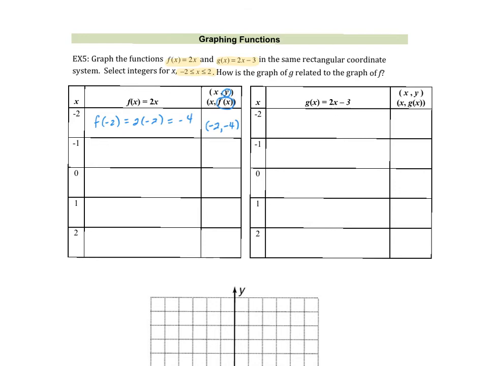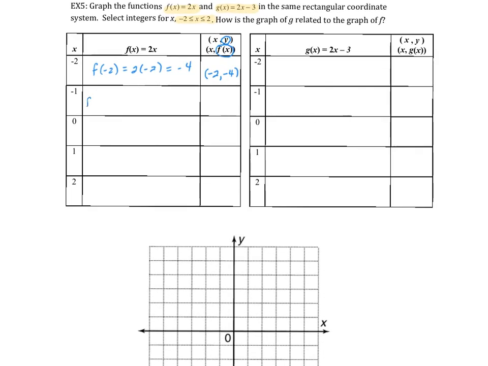If we put in -1, f of -1 is equal to 2 times -1, which would be equal to -2, and I have the point -1, -2. If I put in 0, f of 0 is 2 times 0, which is simply 0, and I have the point 0, 0. So continuing on, I should get 1, 2, and 2, 4.